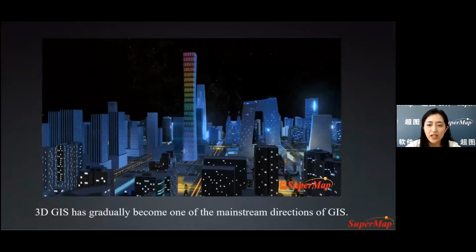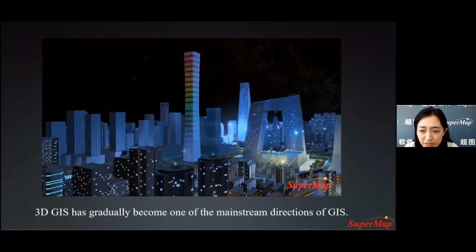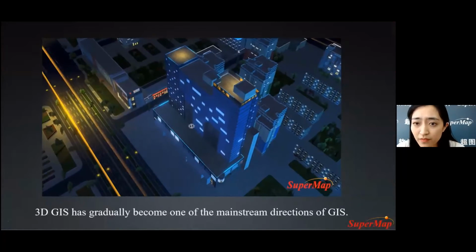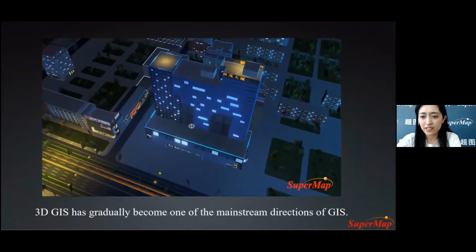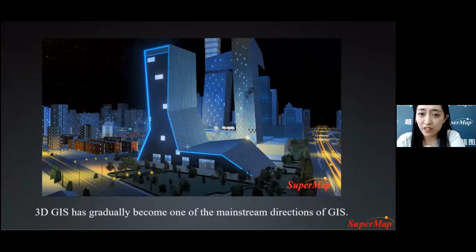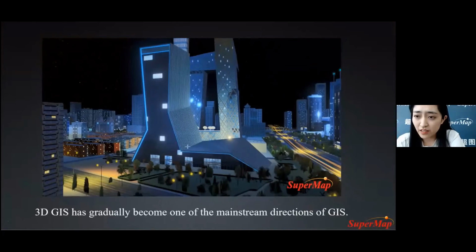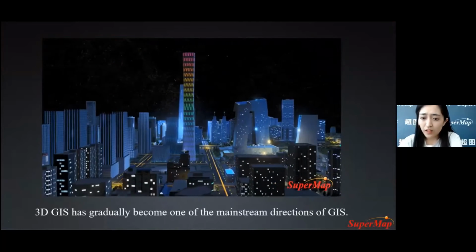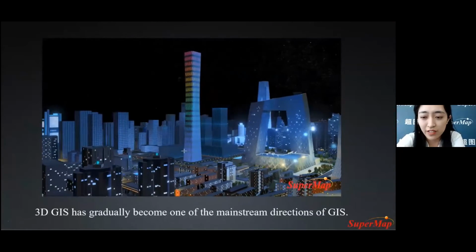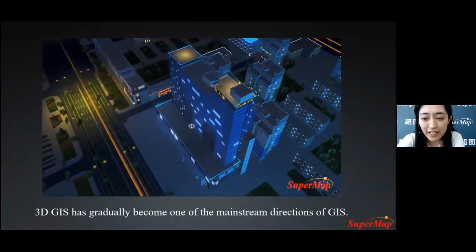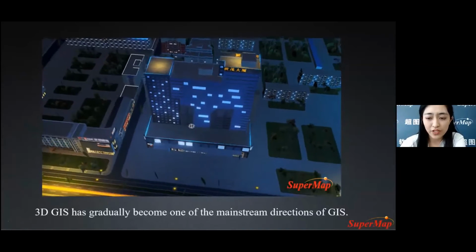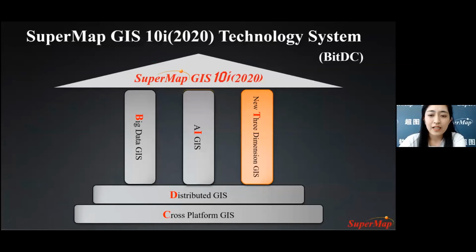Okay, with the continuous development of GIS technology, computer technology, computer graphics, and virtual reality technology, 3D GIS has gradually become one of the mainstream directions of GIS research.